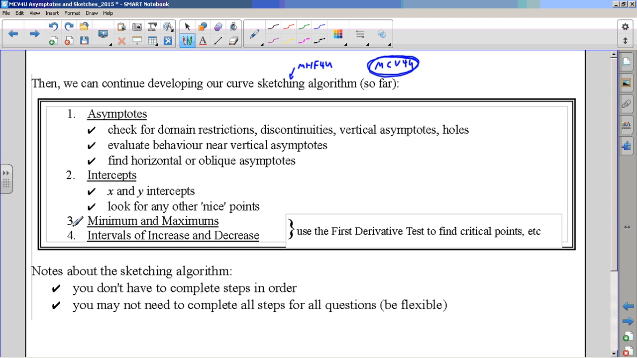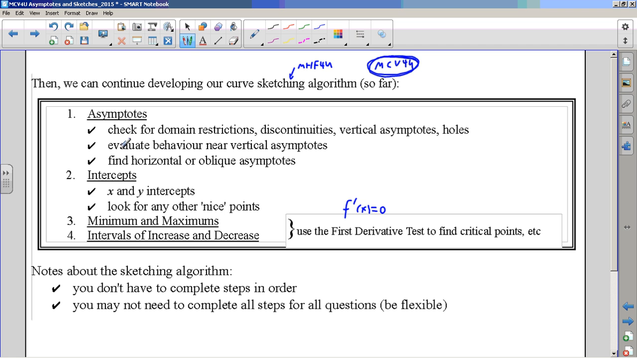This is all function stuff, MCV4U. This is where we get into calculus. For the maximums and minimums and the intervals of increase and decrease, we use the first derivative test, right? So where f prime of x equals 0, we investigate those critical points, and where it changes sign, we'll have a local extremum, either a max or a min. And remember, f increases where the first derivative is positive, and decreases where the first derivative is negative.